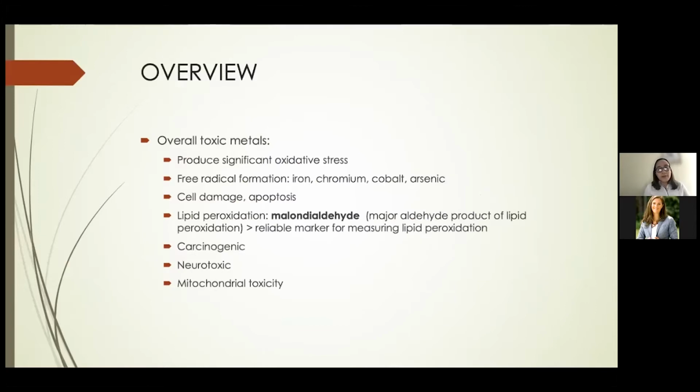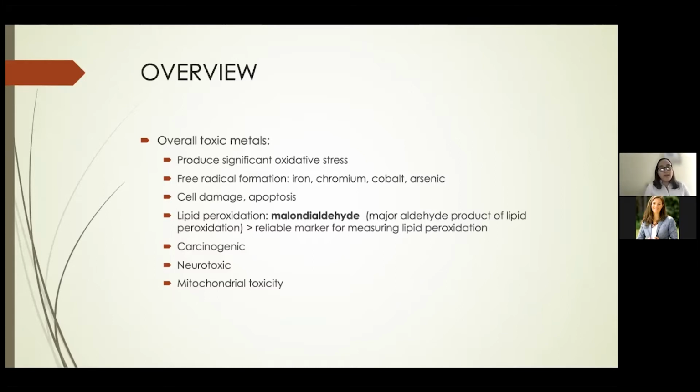So, overview of toxic metals. What is it? They produce significant oxidative stress. We know this. They create a lot of free radical formation and just metals overall, right? So high levels of iron, chromium, cobalt, even arsenic, when found in the system at high levels, will cause a lot of free radical and oxidative damage. Cell damage, apoptosis, lipid peroxidation is another one that we tend not to think about with the metals.